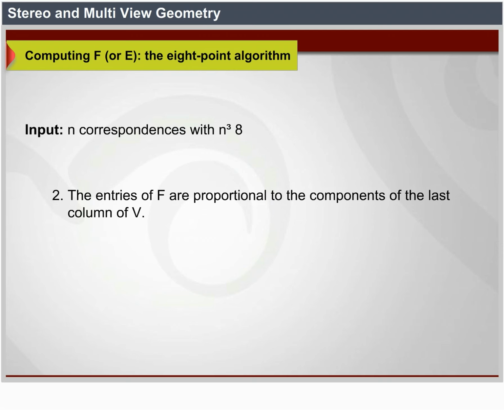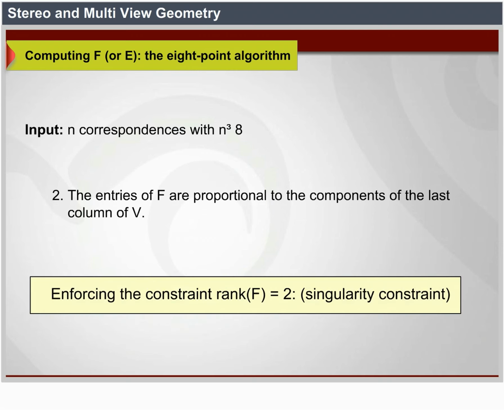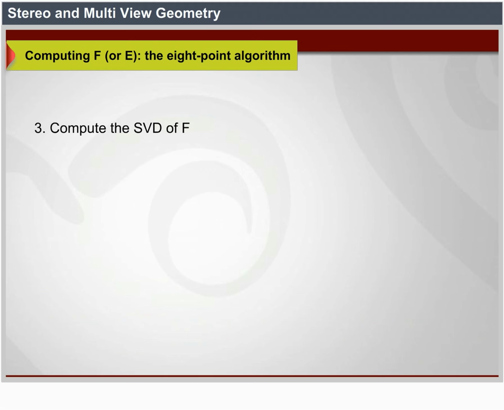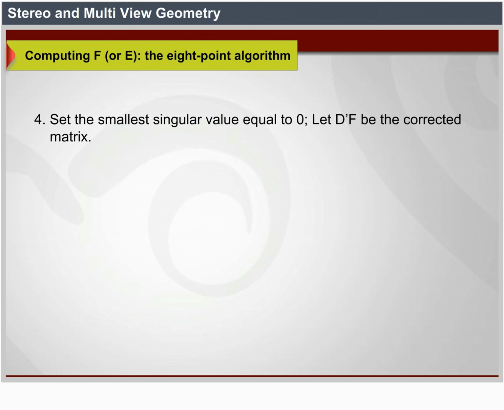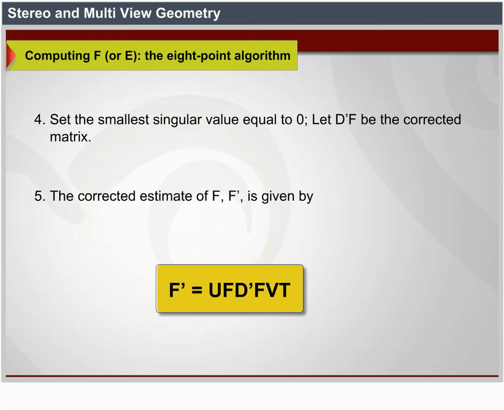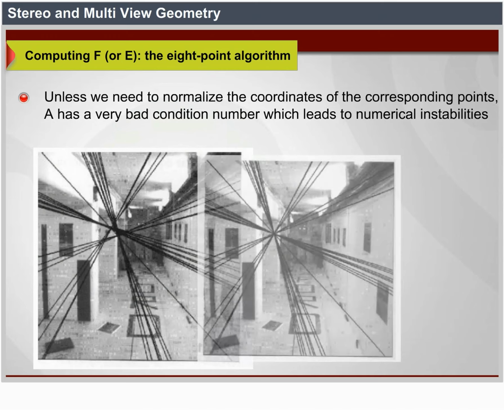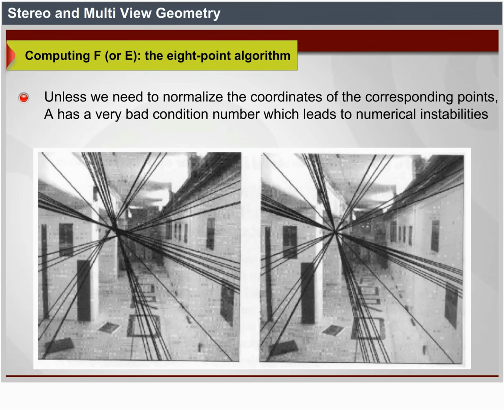Enforcing the constraint rank F equals 2, the singularity constraint. Compute the SVD of F: F equals UF DF VF transpose. Set the smallest singular value equal to 0. Let D-F-prime be the corrected matrix. The corrected estimate of F is given by F equals UF D-F-prime VF transpose. We need to normalize the coordinates of the corresponding points, otherwise A has a very bad condition number, which leads to numerical instabilities.